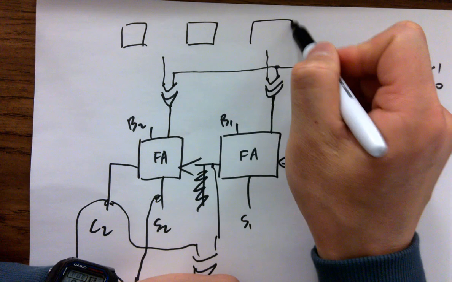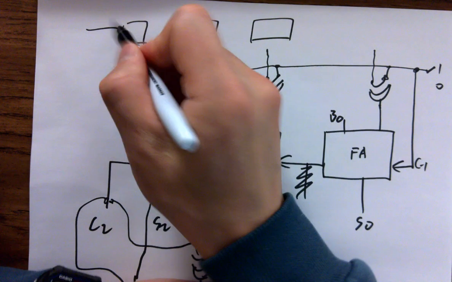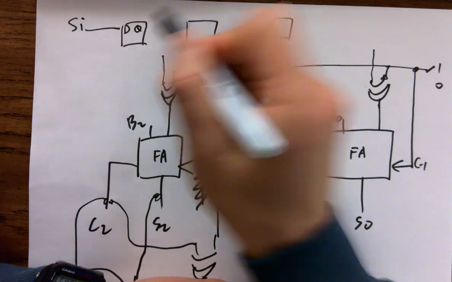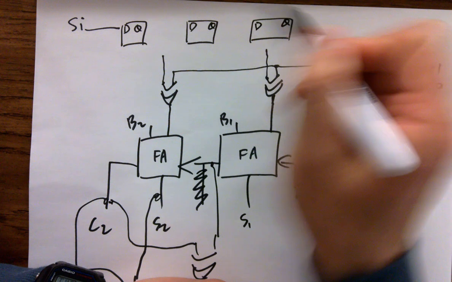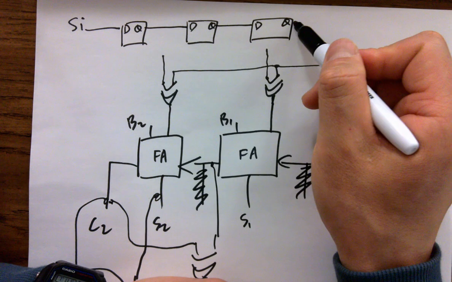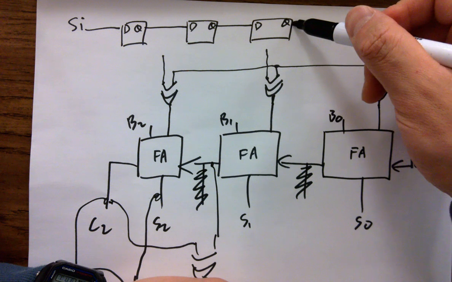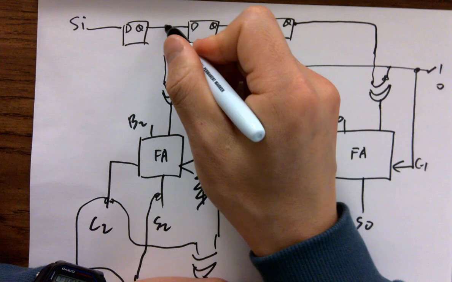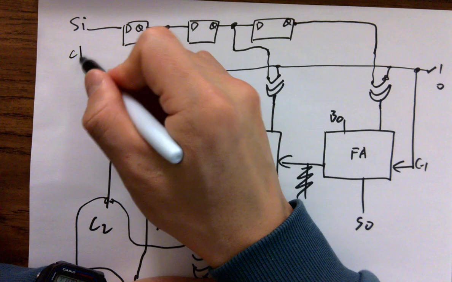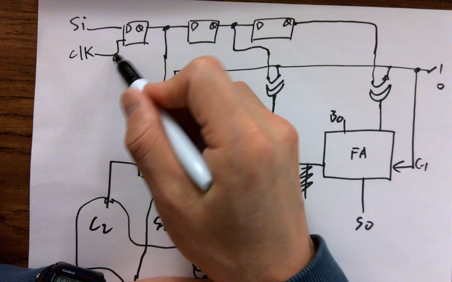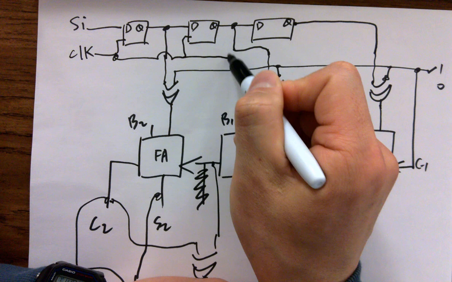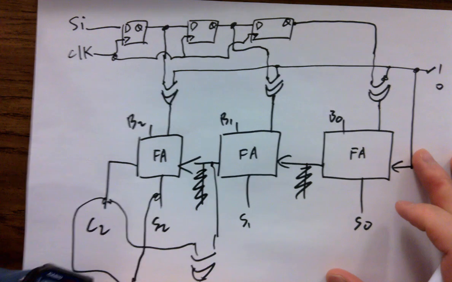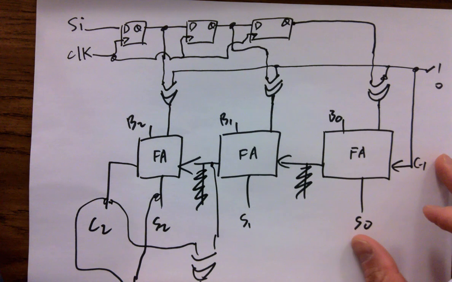So we need 3 of them. Serial in, and that's the D flip-flop. Shifting. Same clock, synchronized. Clock. Okay?